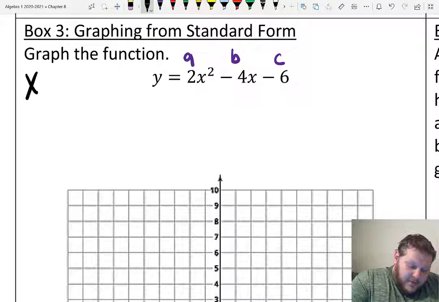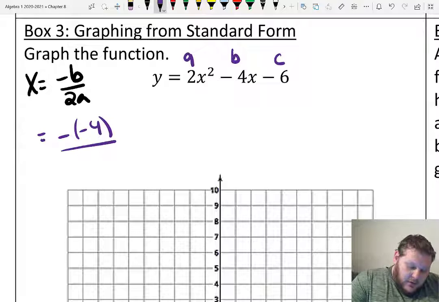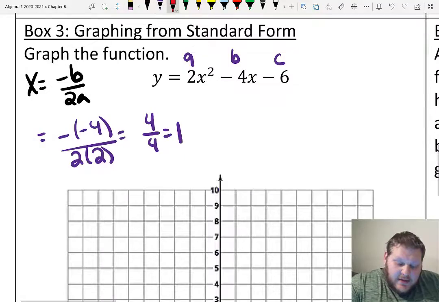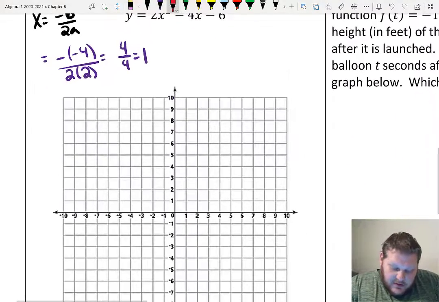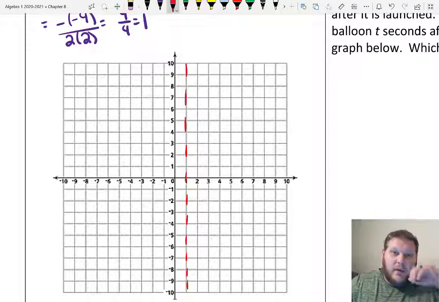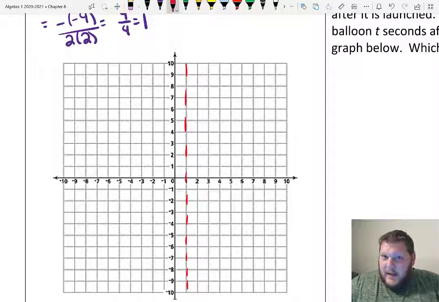My formula for my AOS is negative B over 2A, so that's negative negative 4 over 2 times my A value of 2, which is 4 over 4, so positive 1 is my AOS. Because we're graphing this, we can do stuff as we figure it out. Right there on my graph, positive 1 is my AOS. That's my vertical line, and my vertex can be somewhere along that line.